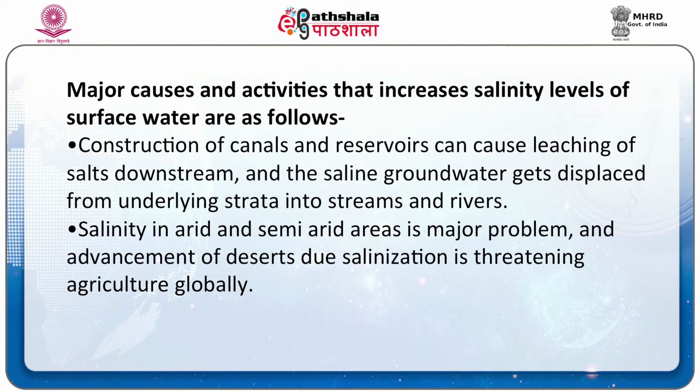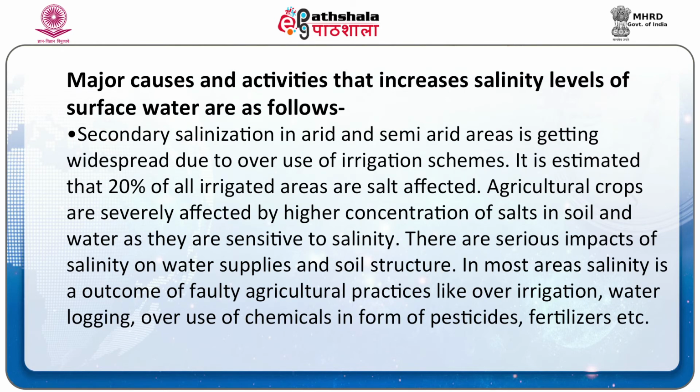Construction of canals and reservoirs can cause leaching of salts downstream, and the saline groundwater gets displaced from underlying strata to streams and rivers. Salinity in arid and semi-arid areas is a major problem, and advancement of deserts due to salinization is threatening agriculture globally. Secondly, salinization in arid and semi-arid areas is getting widespread due to overuse of irrigation schemes. It is estimated that 20% of irrigated areas are salt affected.